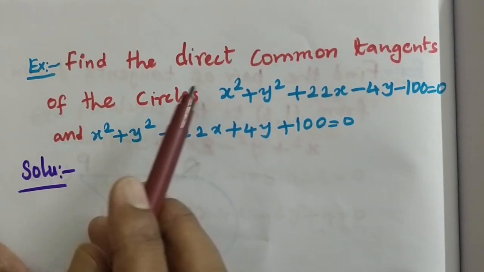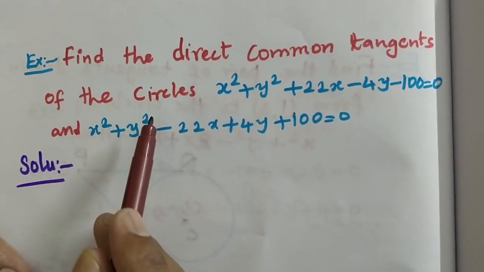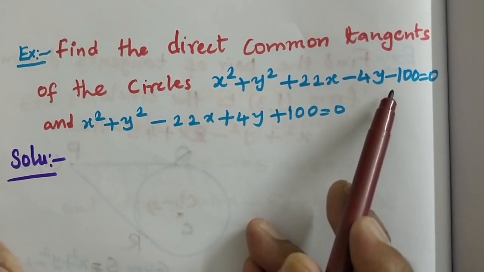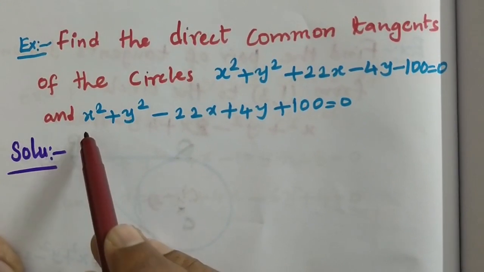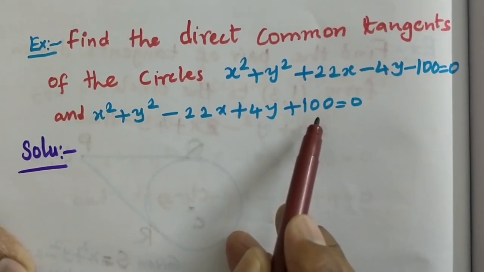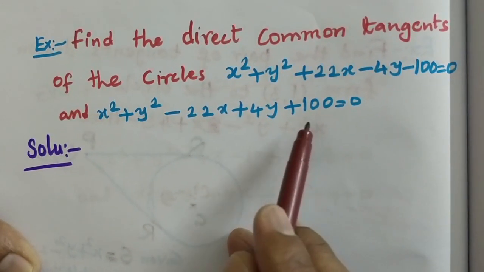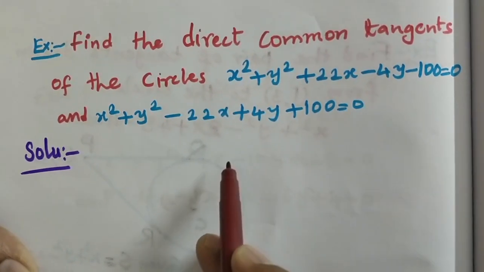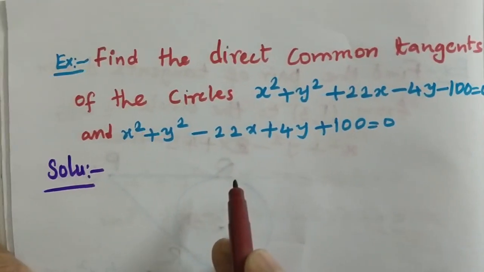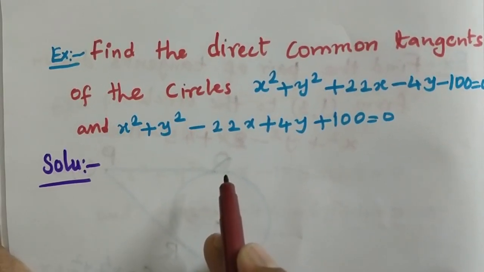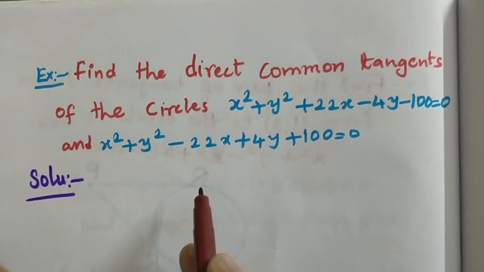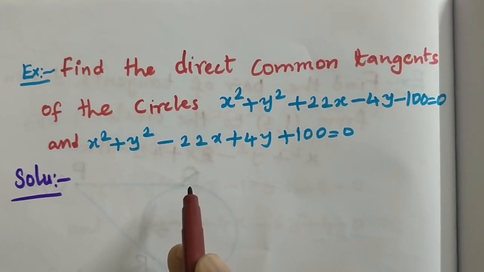Find the direct common tangents of the circles x square plus y square plus 22x minus 4y minus 100 is equal to 0 and x square plus y square minus 22x plus 4y plus 100 is equal to 0. This is the given problem. Then how can you find when the direct common tangents exist? If C1C2 is greater than R1 plus R2, then you have the direct common tangents.